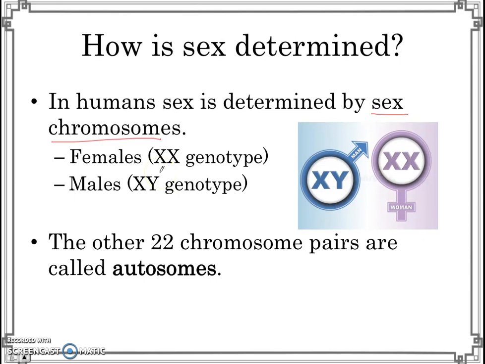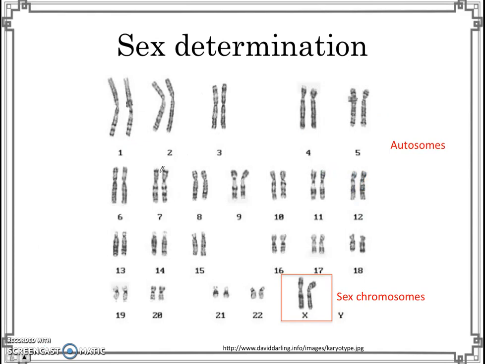And the other 22 chromosome pairs are called the autosomes. So here's a diagram showing you the 23 pairs of chromosomes in a human being. You can see 23 pairs, 1, 2, 3, 4, 5, and so on. These are pairs of homologous chromosomes. Pair number 1 to pair number 22 are called the autosome pairs. So these are autosomes. Well, the last pair of chromosomes are the pair of sex chromosomes.